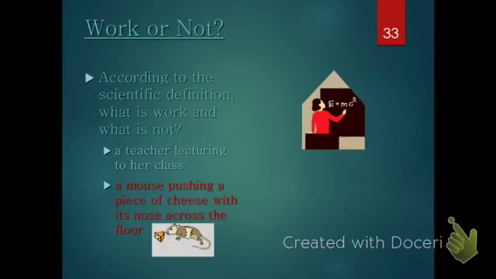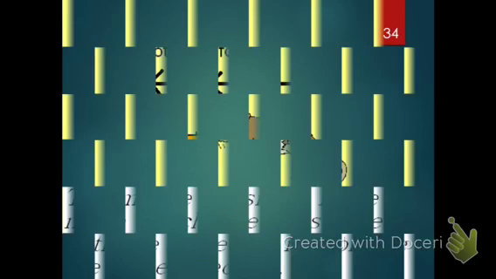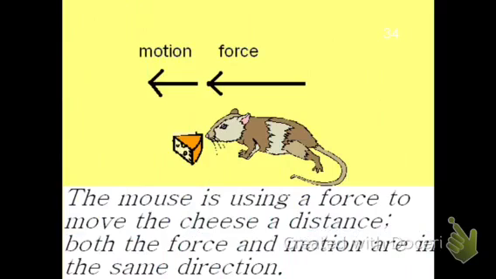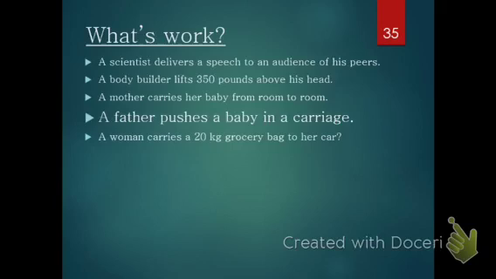Okay, so the answer, I thought it was going to pop up, sorry. The teacher is not doing work, but the mouse is doing work. So let's talk about the mouse. The mouse is using a force to move the cheese a distance. The mouse is applying a force to the cheese with its nose, and the cheese is moving in the direction of the force. So because there's a direction and a force, we do have work being done.